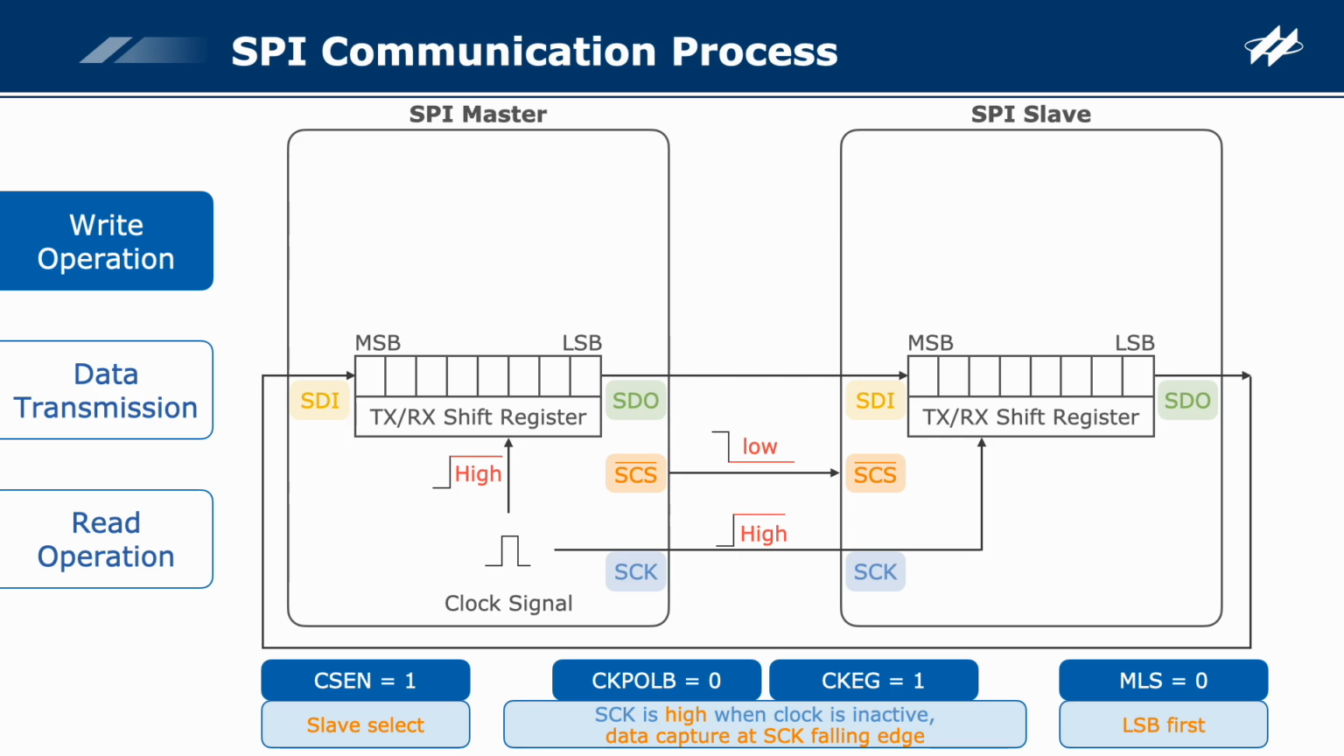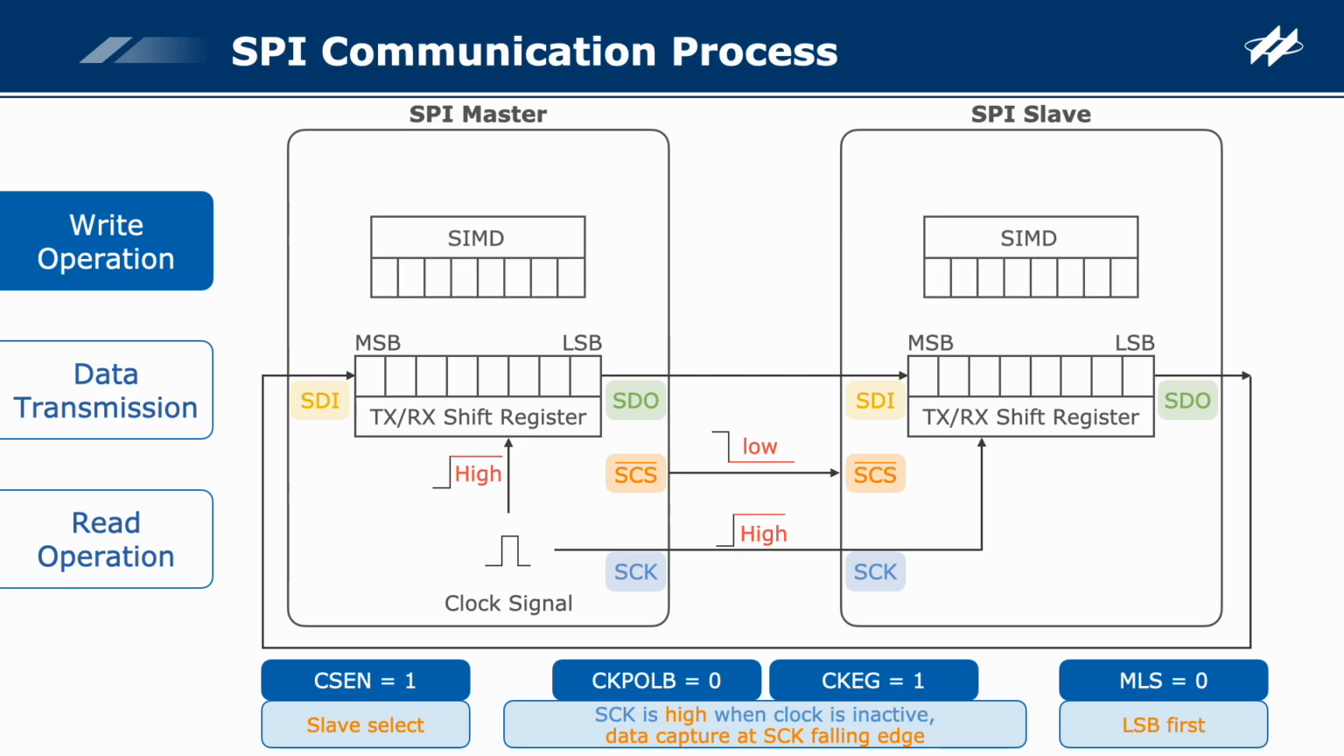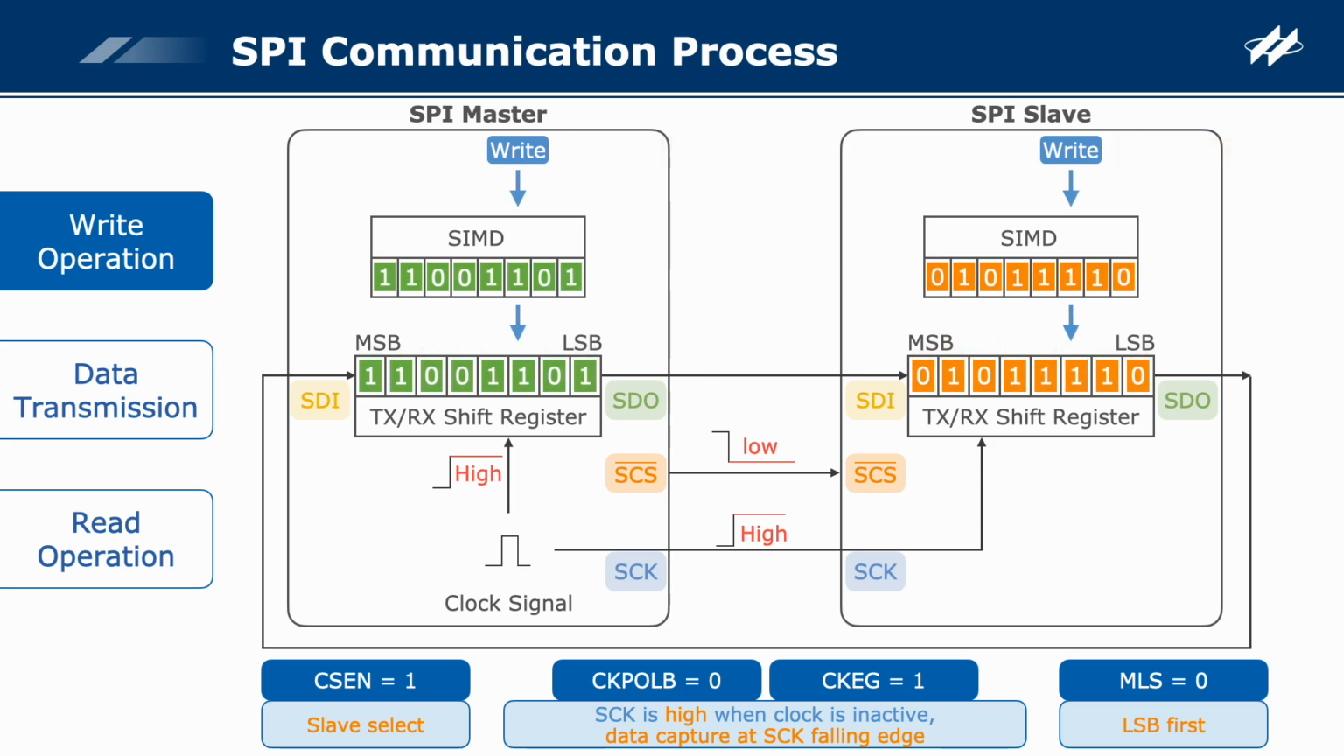Let's start with how to write data. Actually, we cannot directly write data to or read data from the TX-RX buffer. There exists an internal data register SIMD. Write the data to be transmitted to the SIMD register. The data will be simultaneously shifted to the TX-RX buffer, then transmitted according to the selected transmission mode.